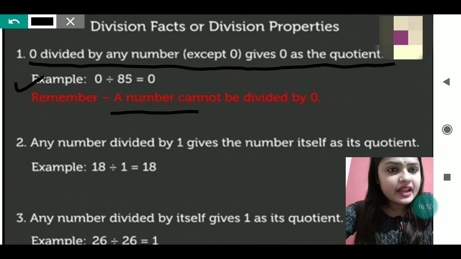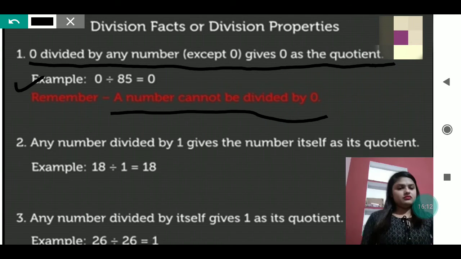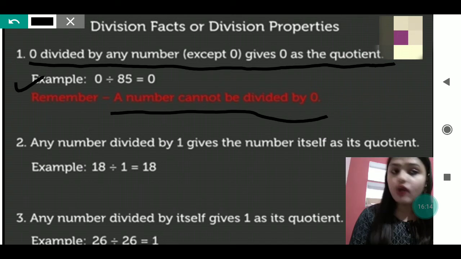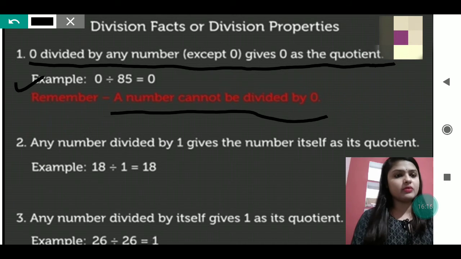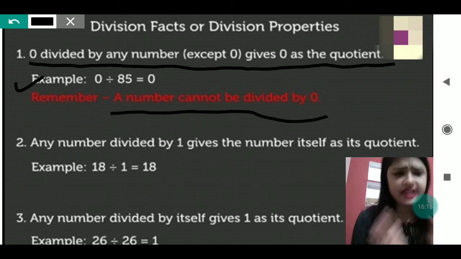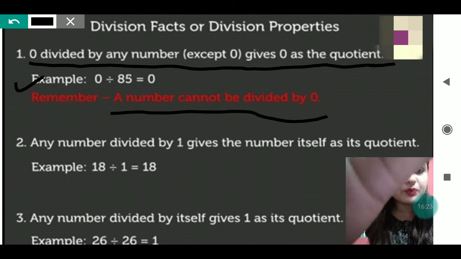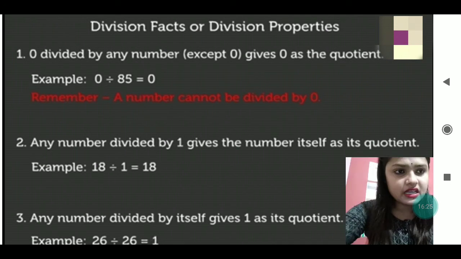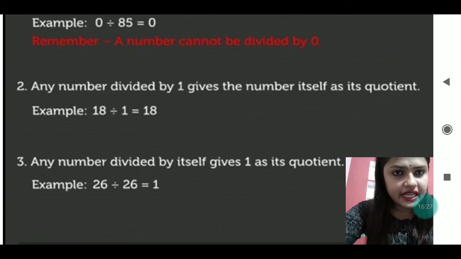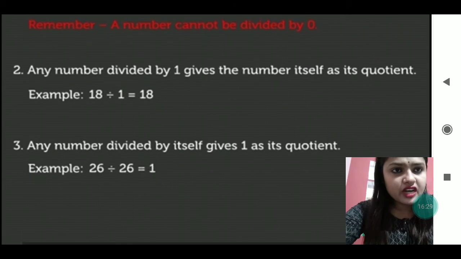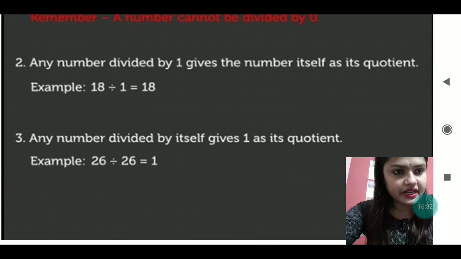A number cannot be divided by 0. Keep this in your mind. We cannot divide any number by 0. The next point which I have, just see, this much is clear, I think. The first point is clear, so I am just turning the pages.